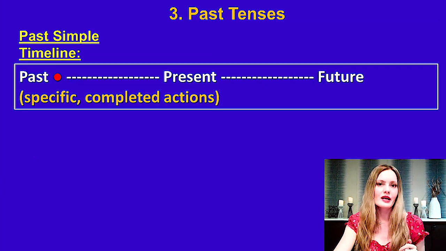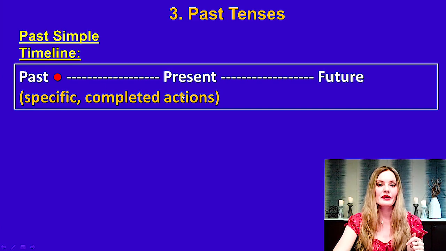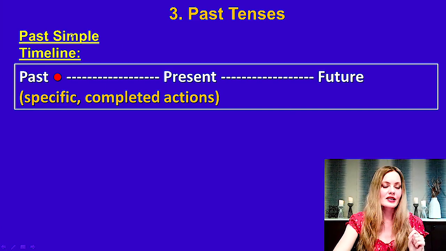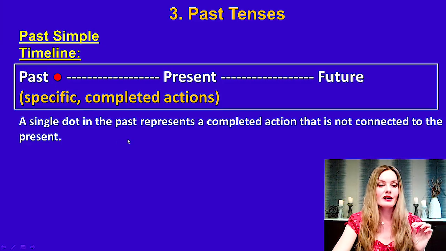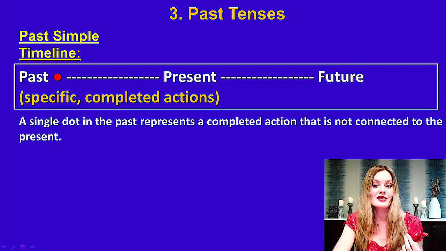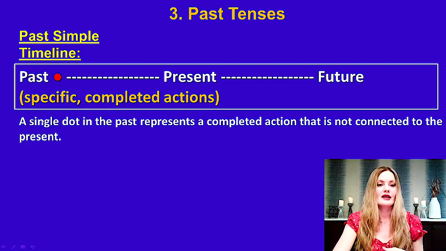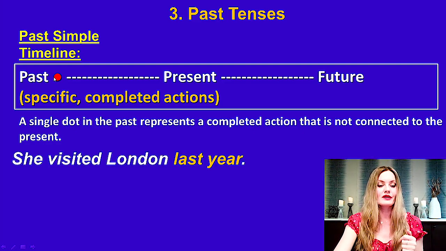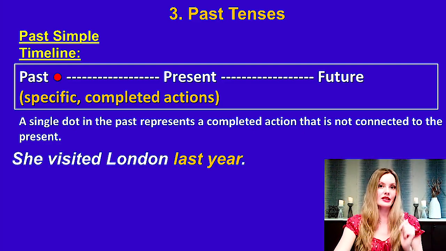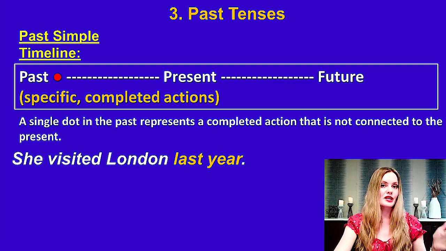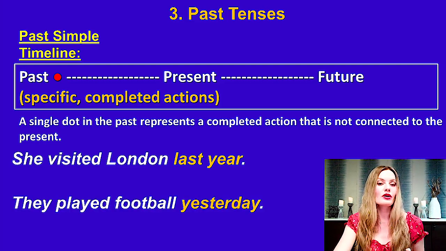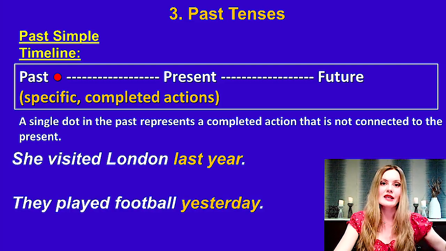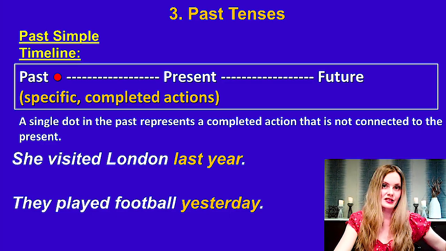Now, past simple timeline. So we have past, present, and future. Let's take a look at this red dot. A single red dot in the past represents a completed action that is not connected to the present. So it's a specific completed action in the past. For example, she visited London last year. It happened at a specific point in the past, not connected with the present. They played football yesterday. Again, it happened yesterday at the specific point in the past.